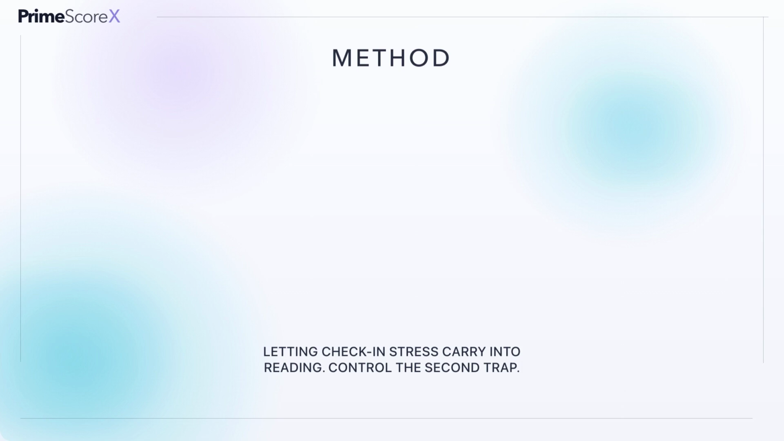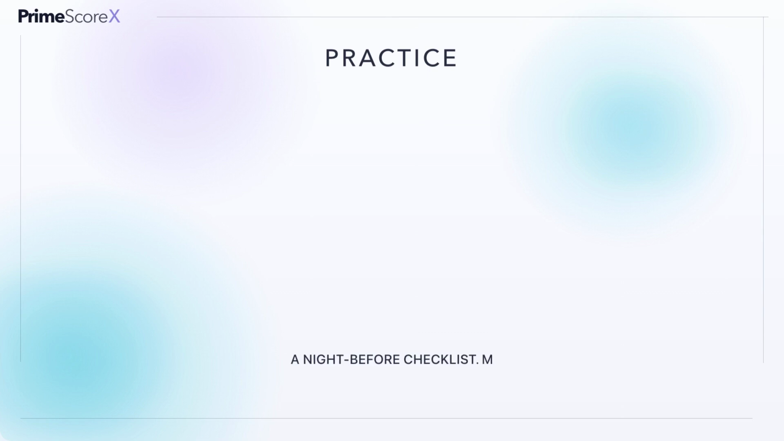The second trap is letting check-in stress carry into reading. This trap is dangerous because it feels like effort. You may be reading, calculating, or reviewing, but not in a way that changes the answer. A better move is to define the decision, make the best supported choice, and protect the rest of the section.